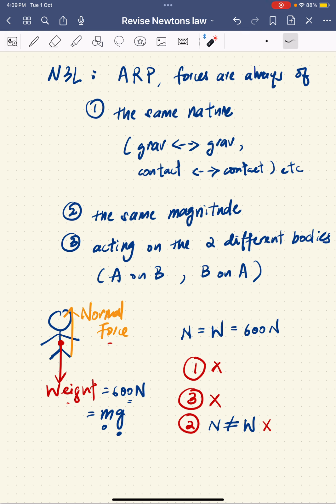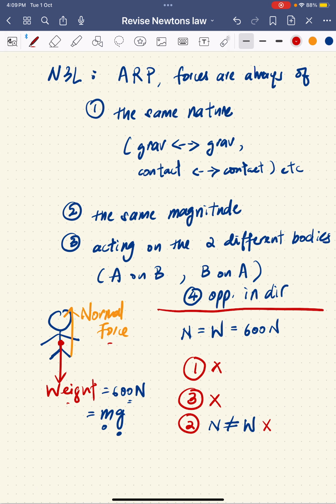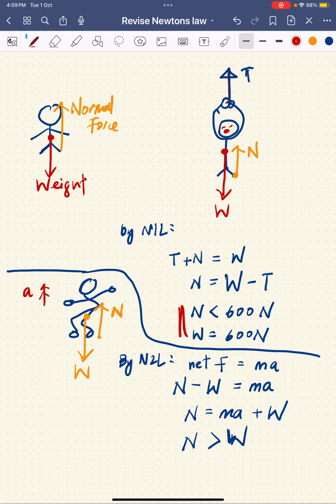There is a criteria number 4 over here, which I think everybody is very familiar with, that they are opposite in direction, which you can see was discussed just now. So these are the 3 laws. I will end my video here.